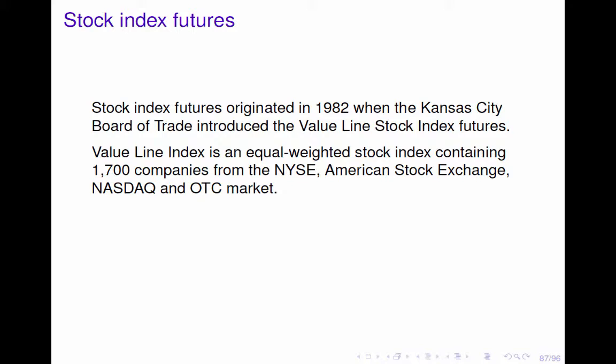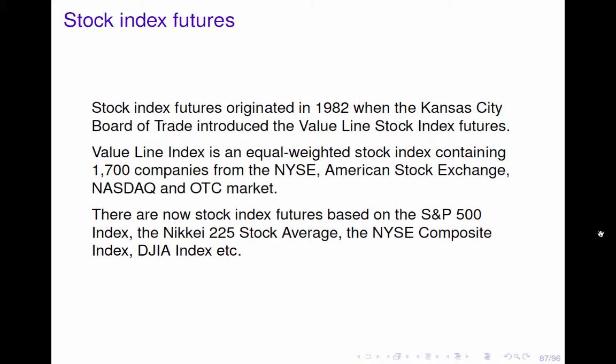Value Line Index is an equal-weighted stock index containing 1,700 companies from the New York Stock Exchange, American Stock Exchange, NASDAQ, and the over-the-counter market. There are now stock index futures based on the Standard & Poor's 500 index, the Nikkei 225 stock average, the NYSE Composite Index, Dow Jones Industrial Average Index, etc.